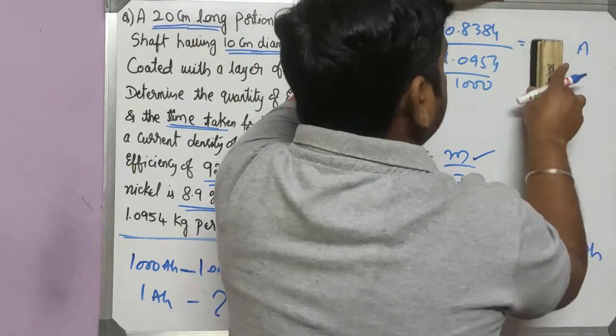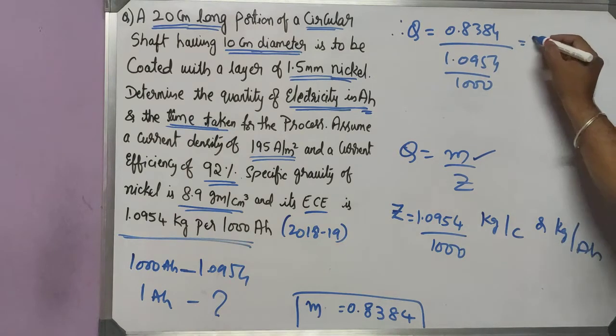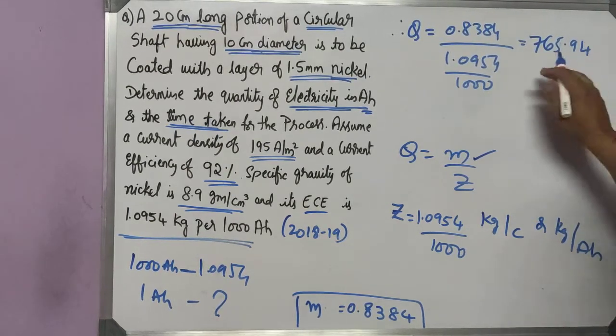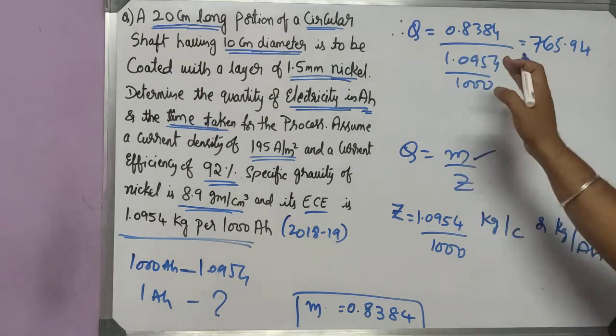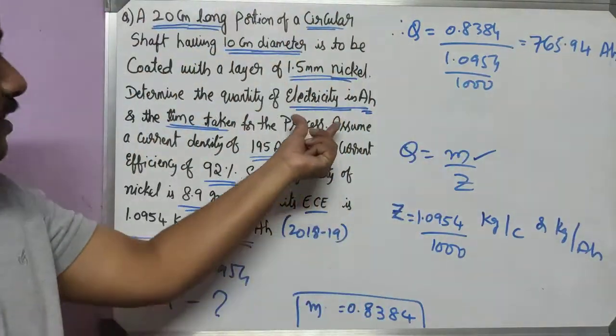Sorry, it's not 833. Just a minute. The simplified answer will be 765.94. Fractional value, some variations will be there. You just substitute it properly. So this will be in terms of amp hour. So this is the amp hour value we got.